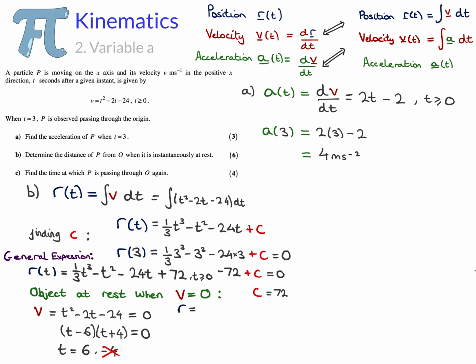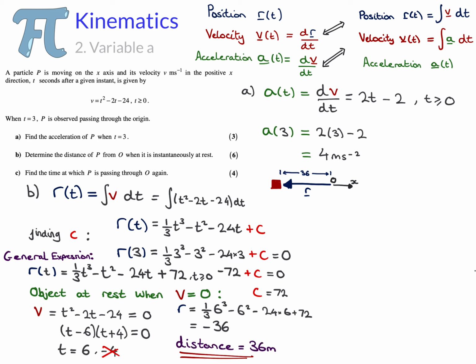The object's position when t is equal to 6 is simply found by plugging t is equal to 6 into the position function. And when we do so, we get that the position vector is negative 36. This means that the object is 36 meters from the origin in the negative x direction. Since the question is only interested in the distance and not the direction, we give the final answer of 36 meters.